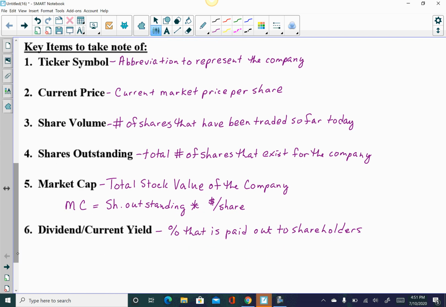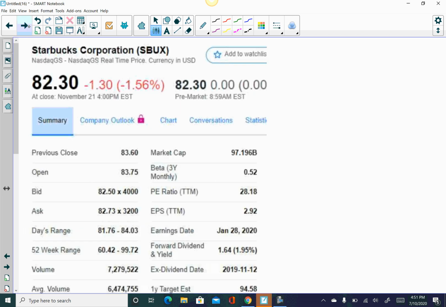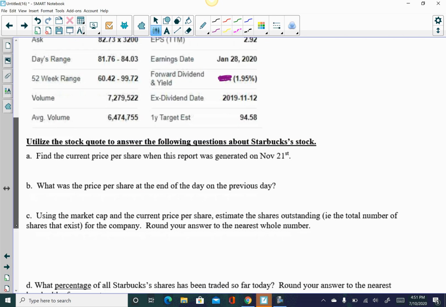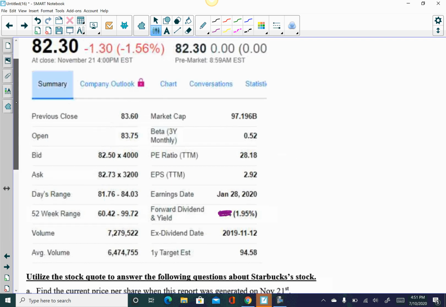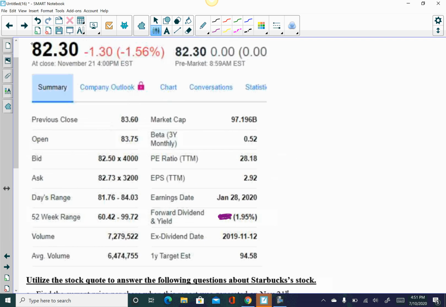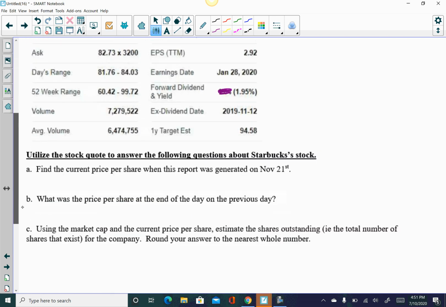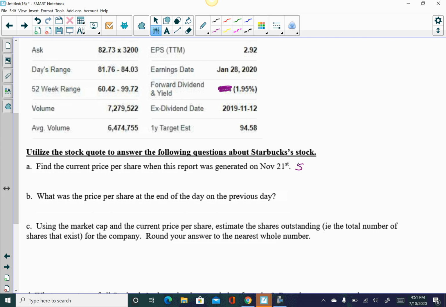So let's flip it over and answer some questions related to this Starbucks example. I'm just going to cross off that piece there. We're only going to be worried about the percentage. In part A, it says find the current price per share when this report was generated on November 21st. This is the exact same printout, so the current price per share is up here at the top. I'm going to put letter A beside it because that's where our answer is coming from. This would be $82.30.